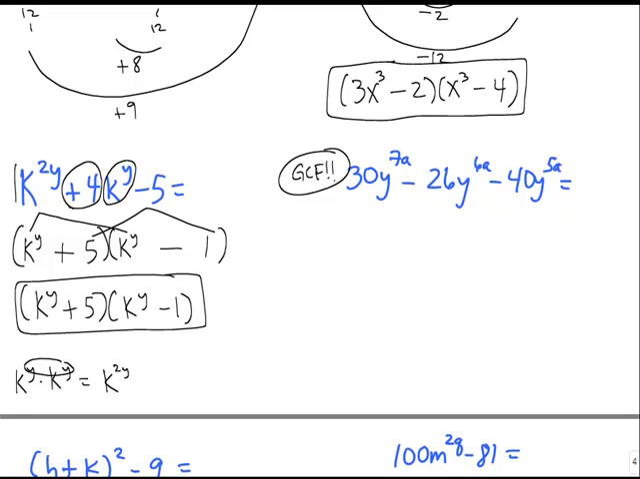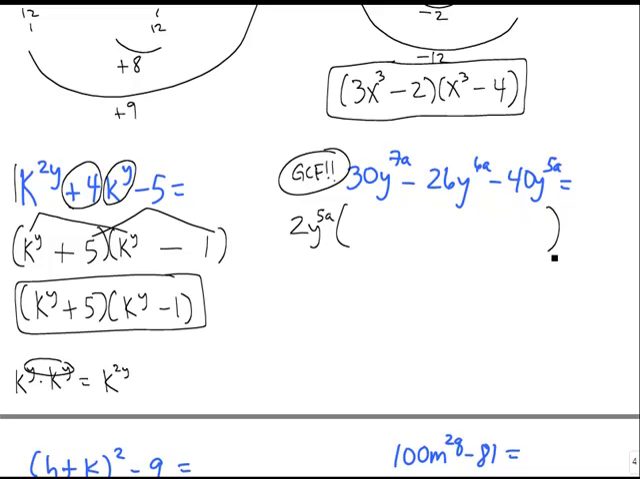Pull that GCF out first before you do anything else. So if I think about 2 goes into 30 15 times, 15 isn't going to go into these other numbers at all, so 2 is the biggest number that I can pull out. In terms of the y's, each of these terms has a y. We have a 7a power, 6a power, and a 5a power. What's the smallest power that you see up there? It's the y to the 5a.